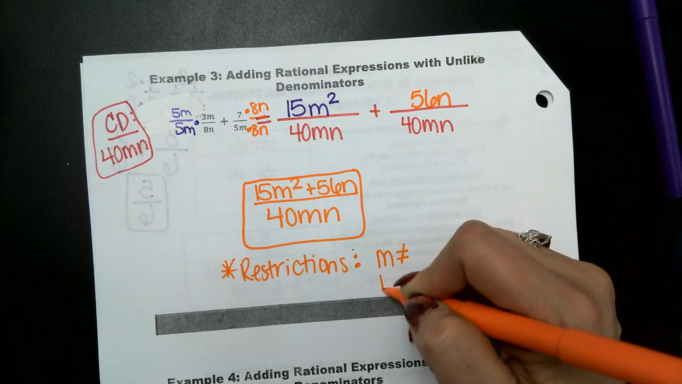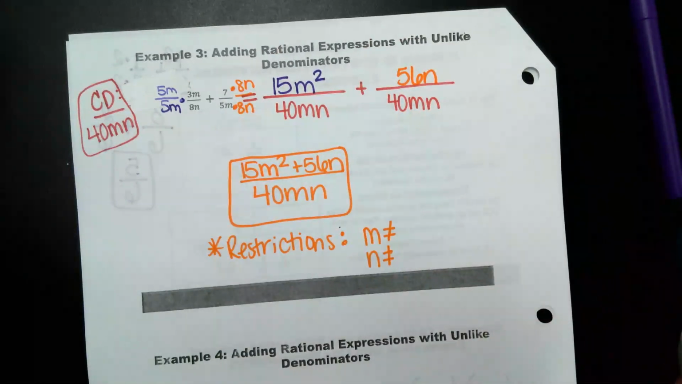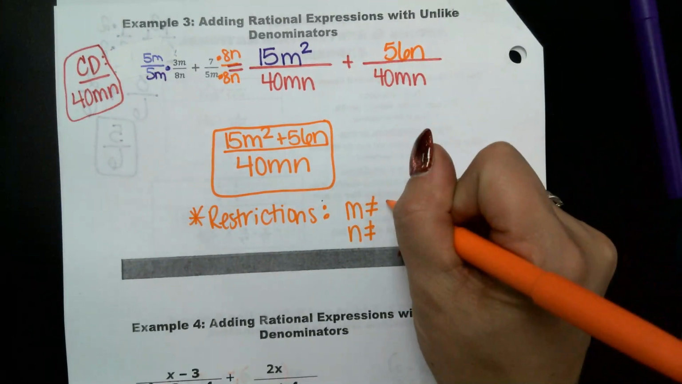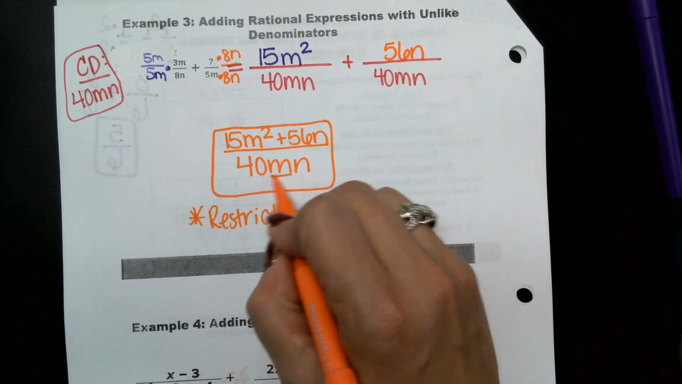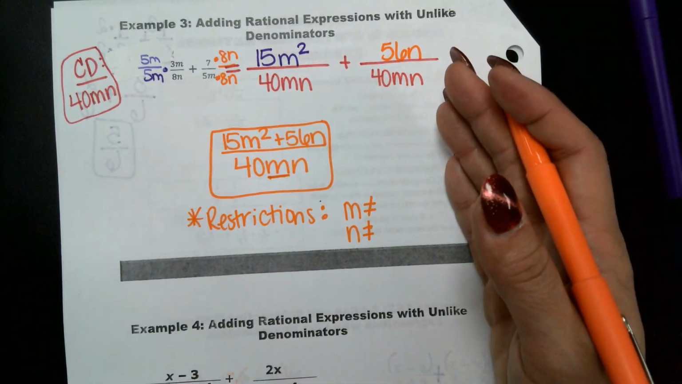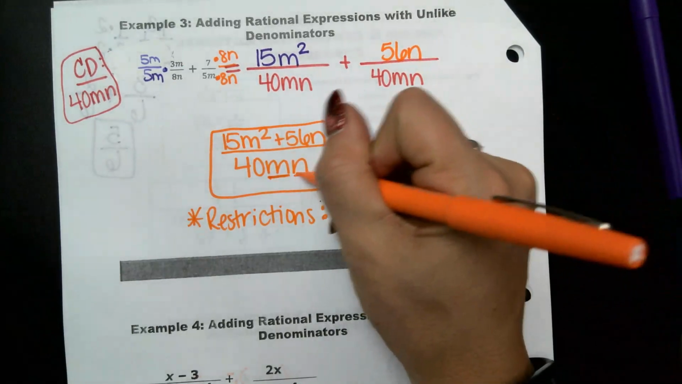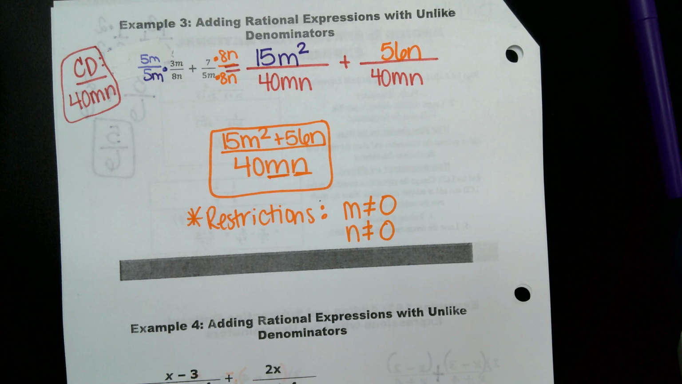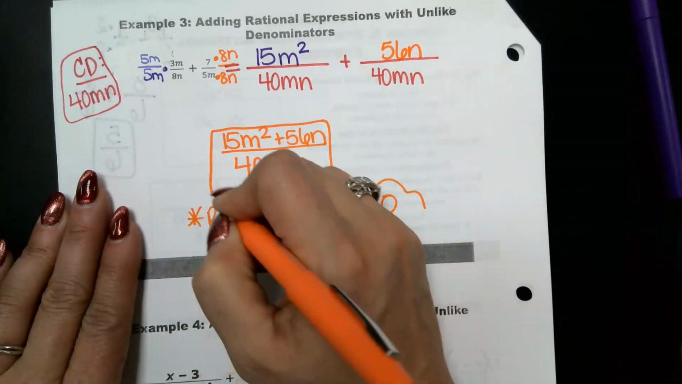M could not equal what? Since it's just a letter, it's not like m plus or minus anything, it's just m. So m cannot be... Negative 15? No, this one. When it's a letter, it cannot be 0. And n could not be 0. The only time it's going to be the opposite number is if it had said m plus 5, because then it would be negative 5. Or if it said n minus 2, then it would be 2. If it's just a letter, it's just 0. Okay? That's your restriction.